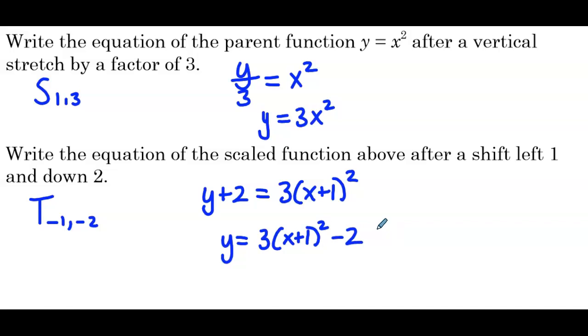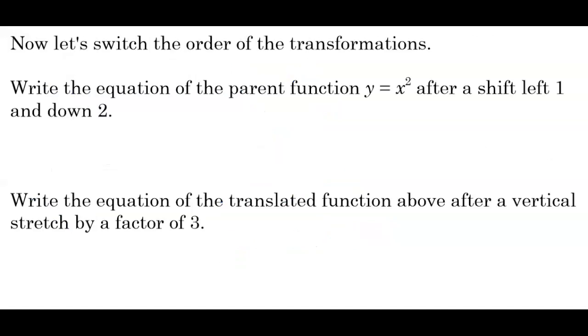Now the follow-up question here is, what happens if we change the order? So let's do that. Let's switch the order of the transformations. Same parent function, but now we're starting with the translation. So write the equation of the parent function y equals x squared after a shift left 1 and down 2. So same translation of -1, -2.